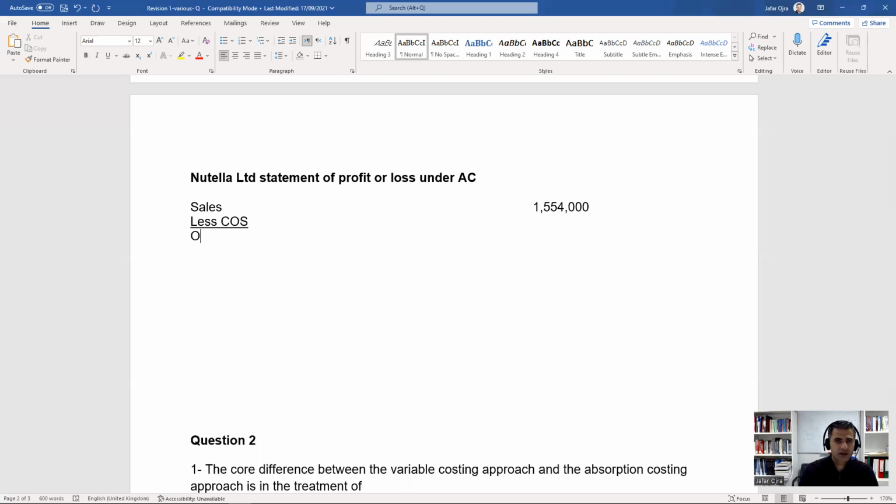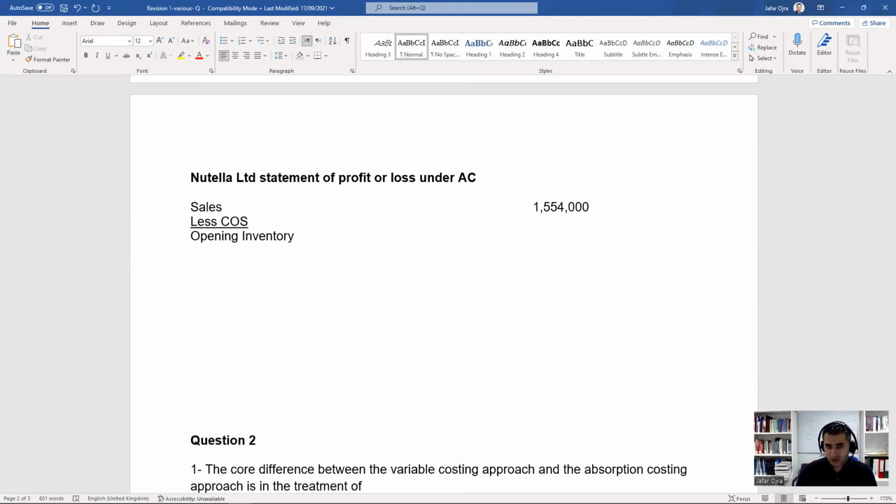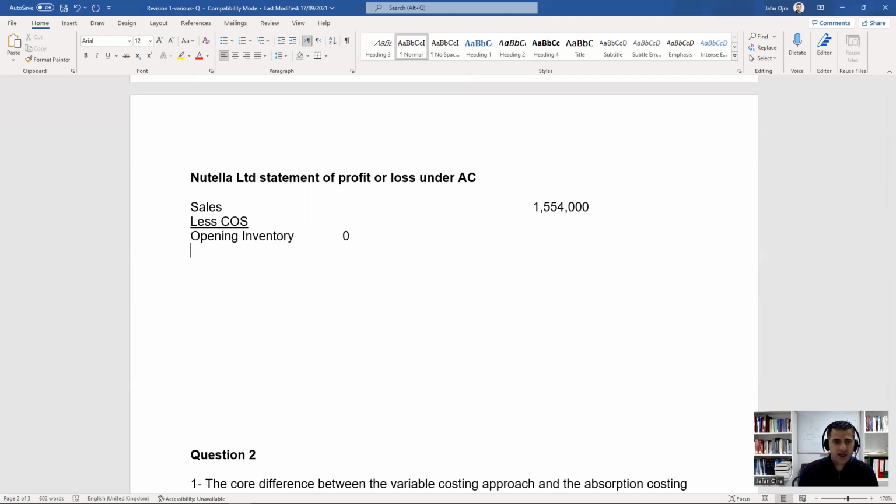inventory, we have here. We add the opening inventory. How much opening inventory, guys, we have in the question? 0. We don't have any opening inventory. It's 0. Plus purchases, add purchases.